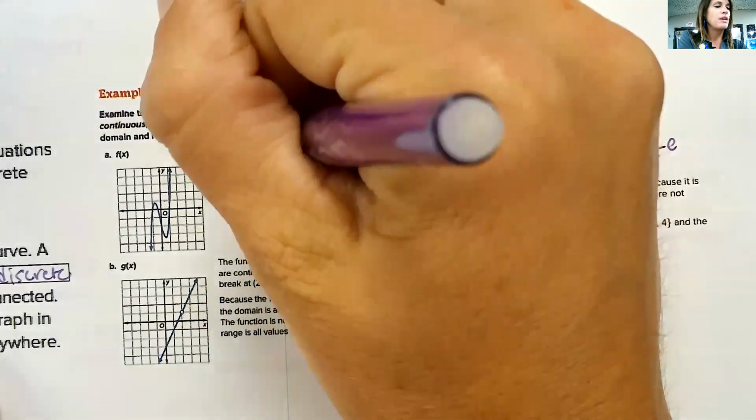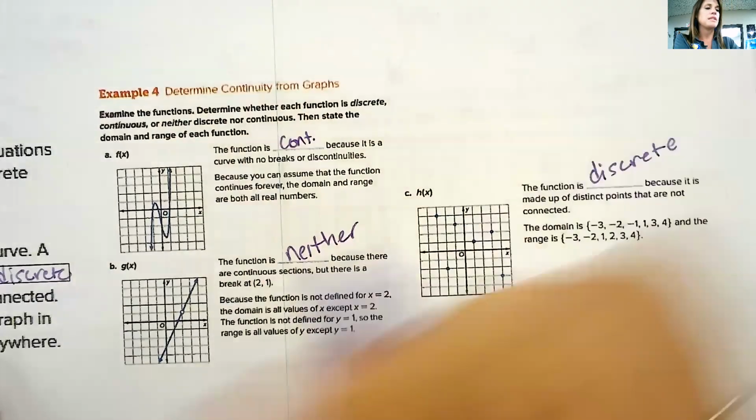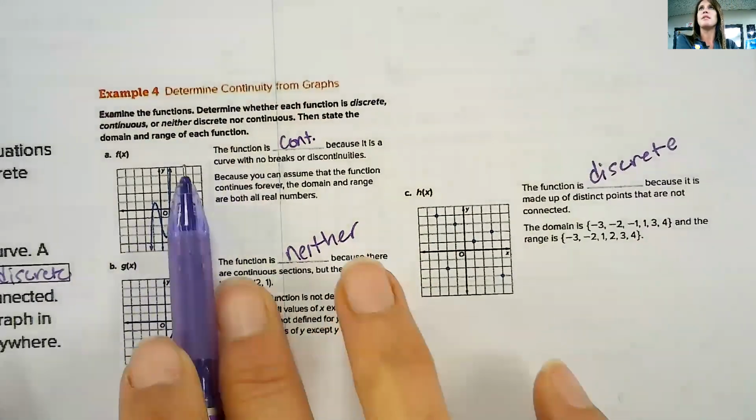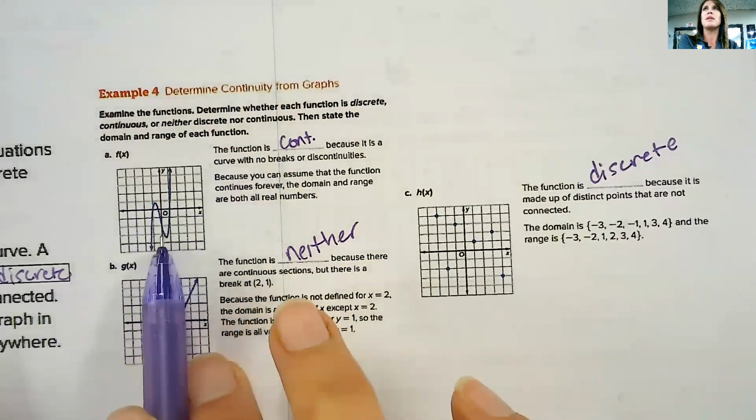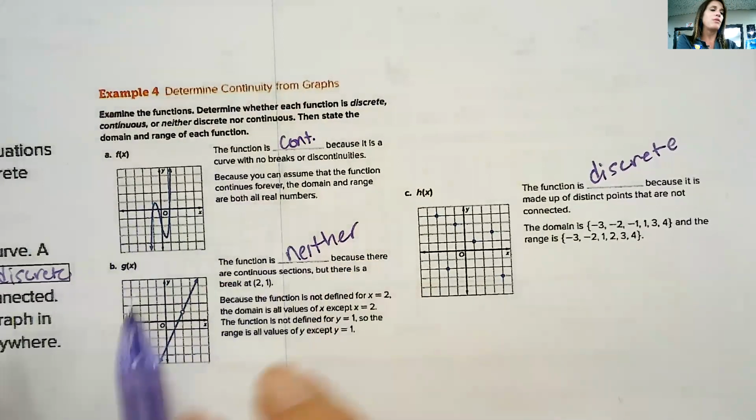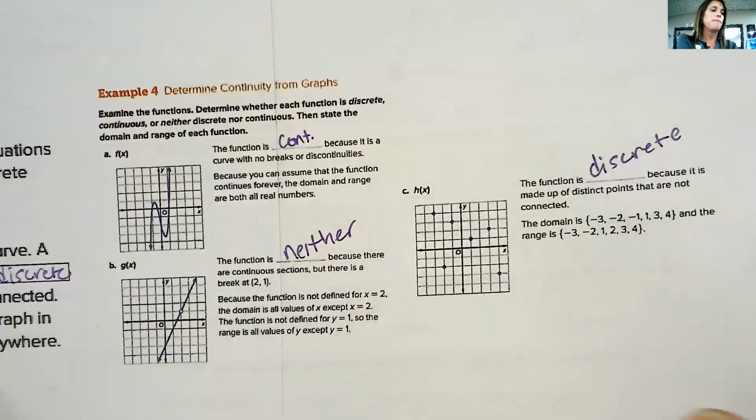And this one is continuous. It doesn't ever stop. It just keeps going. The turns don't matter. That's not what we're talking about. We're talking about whether there's breaks in it, whether you'd have to pick your pencil up to keep drawing it.